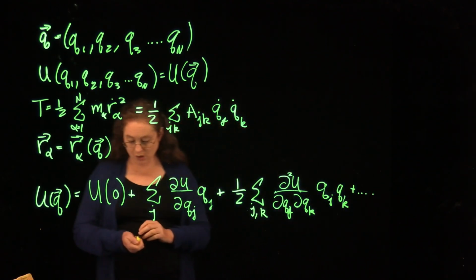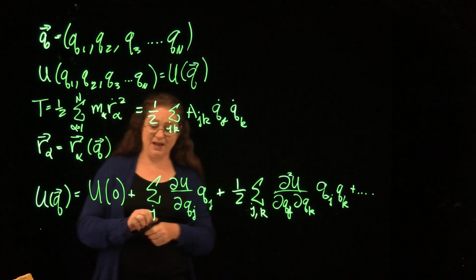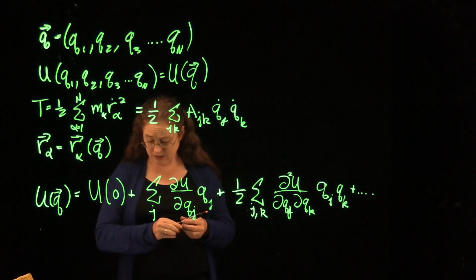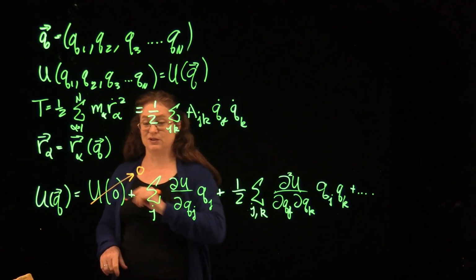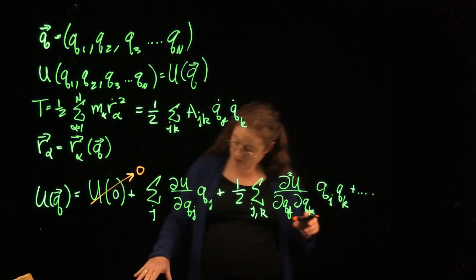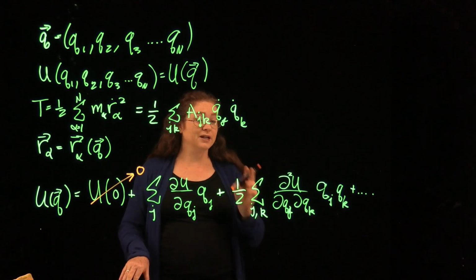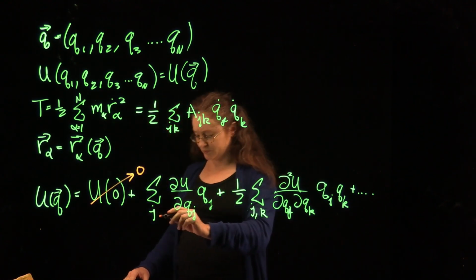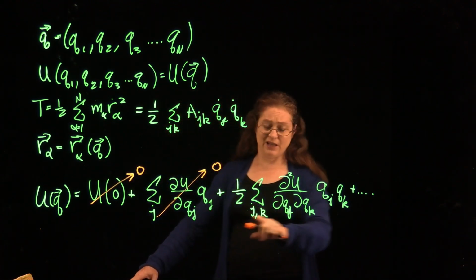Now, we have chosen, not by accident, to set our Q's to be 0 at the equilibrium point. This is just a constant, so we can redefine our potential so that this is 0, because that makes life a lot easier. You can always shift your potential so it's 0. And then this term: you are at equilibrium, and when you are at equilibrium, the first derivative is 0. So, because we are at equilibrium, this guy is 0, and we are left with this thing.